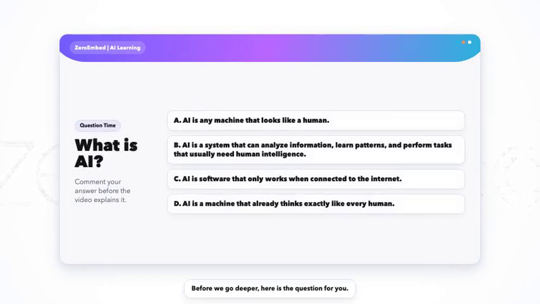Before we go deeper, here is the question for you. Which of these is the best definition of artificial intelligence? Option A, a machine that only looks human. Option B, a system that can analyze information, learn patterns, and perform tasks that usually need human intelligence. Option C, software that only works on the internet. Or Option D, a machine that already thinks exactly like every human. Pause for a second, choose your answer, and write it in the comment section before we continue.